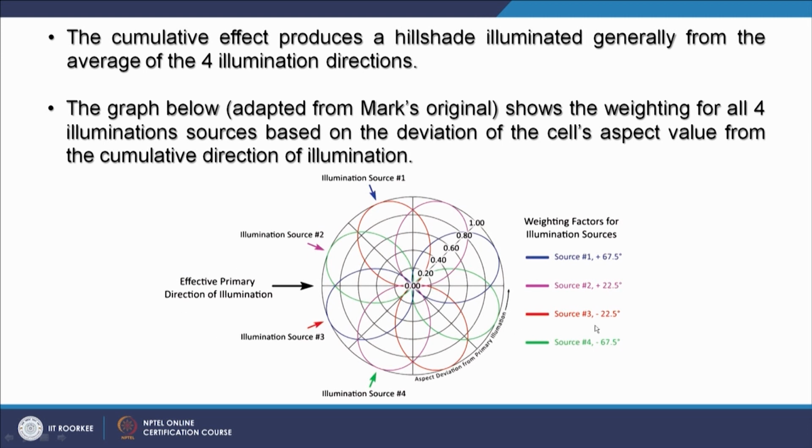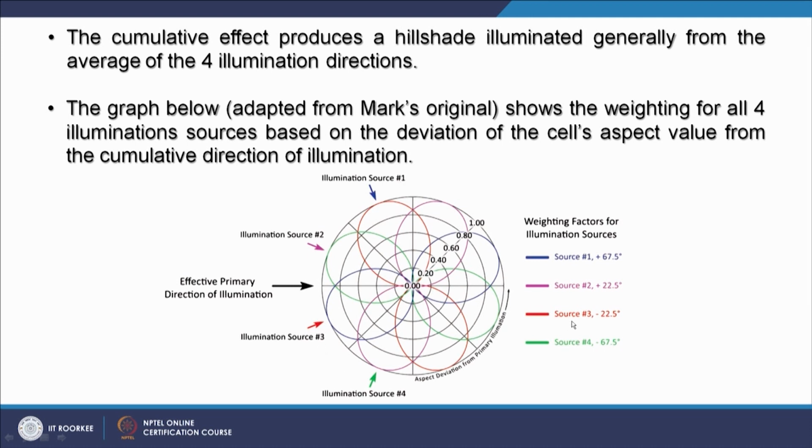Here we have the third illumination source, which is minus 20 degrees, because first we decided that in this particular illustration the effective primary direction of illumination is coming from the west direction, and that is why these two values are positive and the next two values are negative. So ultimately we get 4 illumination source directions: 1, 2, 3 and 4.